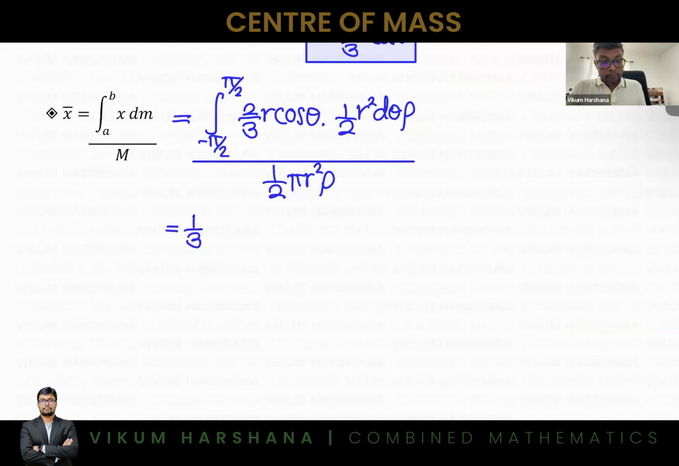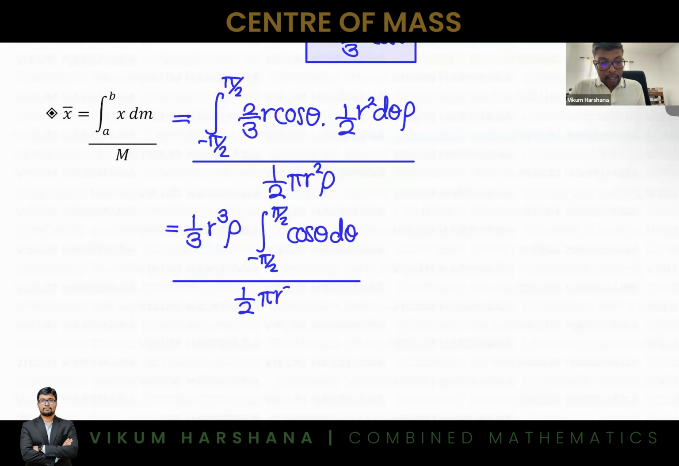So 1/3 out. R cube is out. Then rho is out. Okay. Then we have the integration part only, -90 to +90. Still, we have that cos theta d theta with us. Okay. Then divided by 1/2 pi r squared rho. Let's cut the constants. Rho cuts rho. R squared cuts r squared. Now you can clearly see 2 goes up, 3 goes down. So it's 2r over 3 pi.